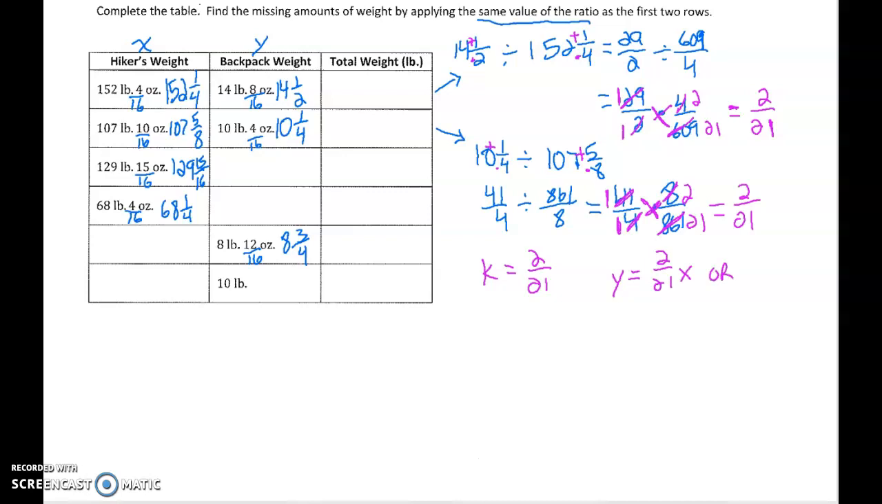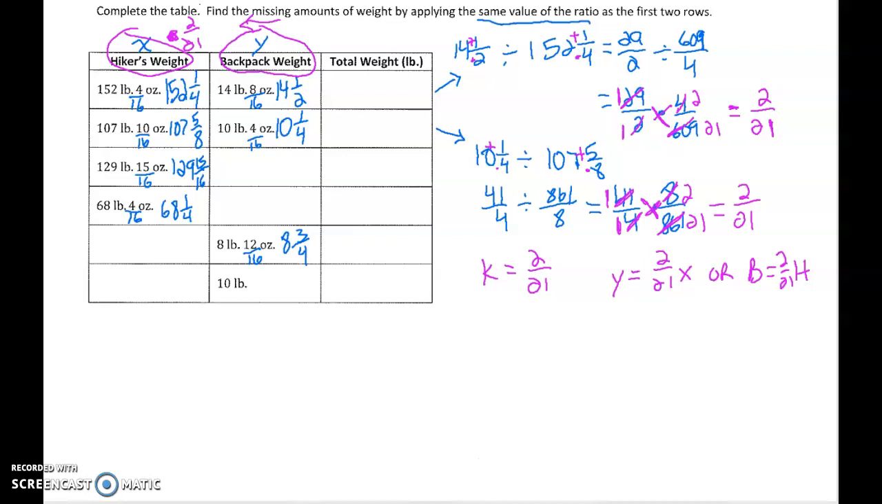Or we can change the variables. Y, if you come up here, y is our backpack weight. So I could say that the backpack weight equals 2 over 21 times x, which is the hiker's weight. So maybe times h. So what this means is we're going to take everything in this column right here, and we're going to multiply it by 2 over 21. The hiker's weight times 2 over 21 equals the backpack weight. If we're going the other way, then we divide.